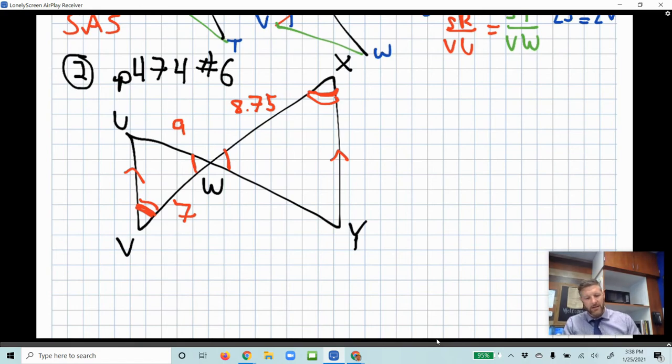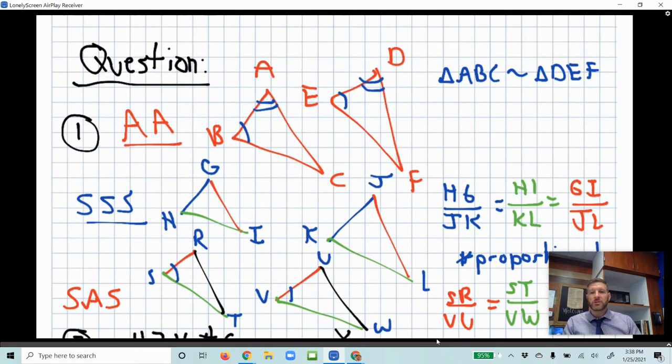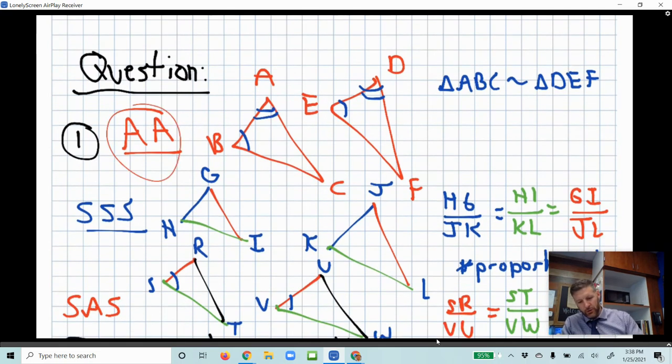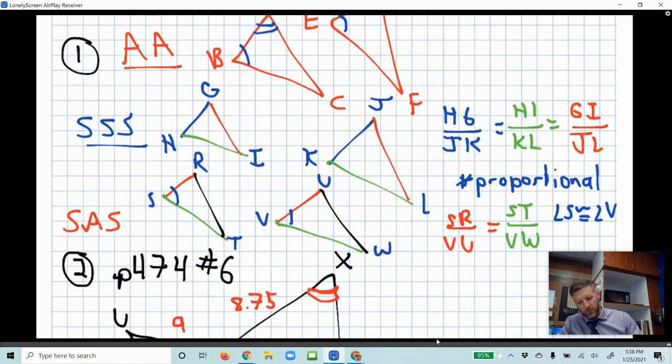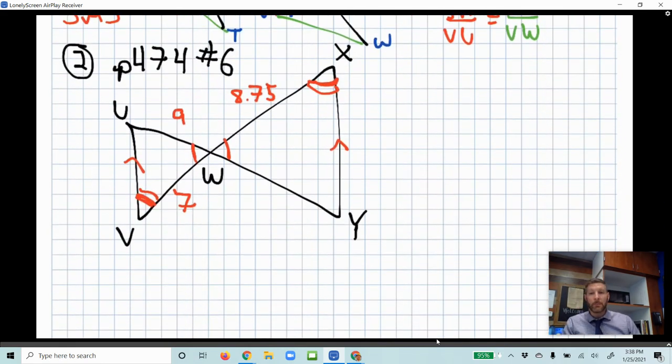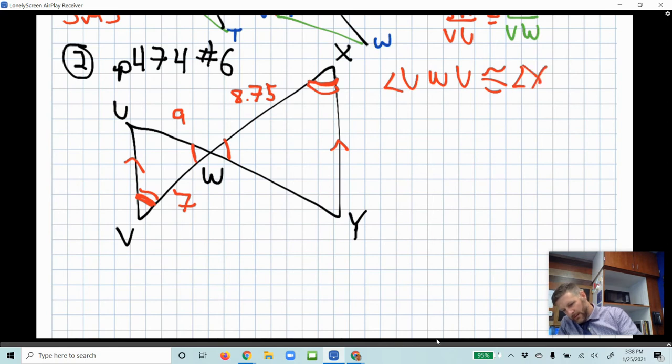And so if we go back and check, that's so easy you might forget. But going back to AA, if two angles are congruent to each other, then that's enough information to know that these triangles are similar, not congruent, but similar. So because, let's go ahead and note that, angle UWV is congruent to angle YWX, and angle V is congruent to angle X, then I know they are similar.